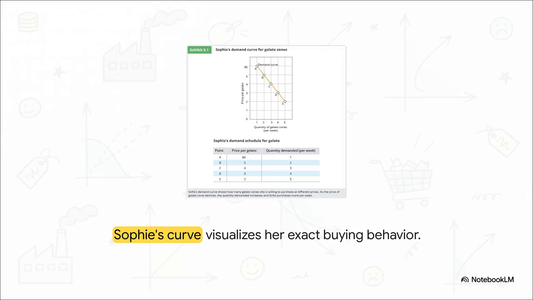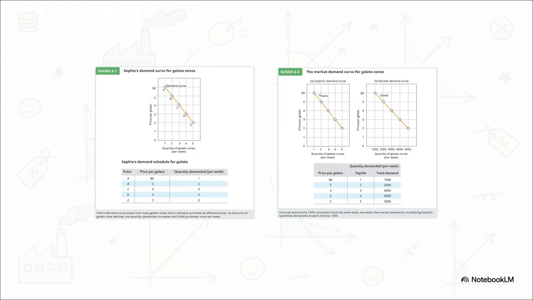And when we take those specific data points and plot them, we get her downward sloping demand curve. This perfectly visualizes her buying behavior. Every single point on this line represents a strict mathematical relationship between price and quantity for Sophie. Okay, so how does this scale up? Well, if we assume there are 1,000 consumers just like Sophie in the market, we don't have to guess the total demand. By mathematically multiplying Sophie's specific quantities by 1,000 at every single price point, we construct the total market's demand curve. It's the exact same downward slope, just scaled way up.